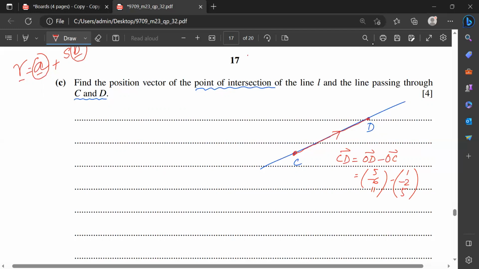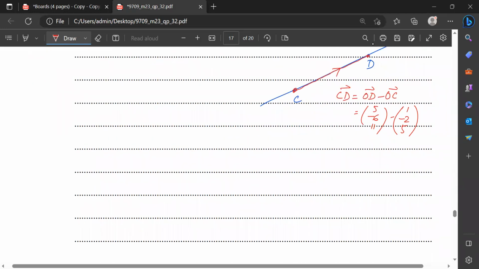You can always simplify. So 5 minus 1 is 4. So we have 4 here. Minus 6 minus 2 is minus 4. 11 minus, so we have CD vector. So this can be used as B.